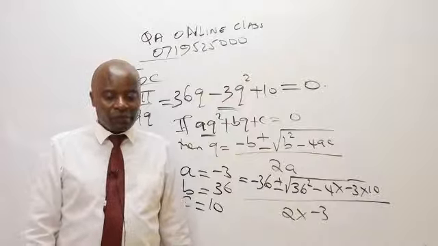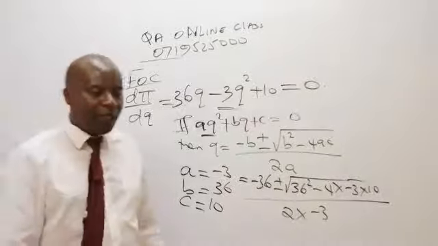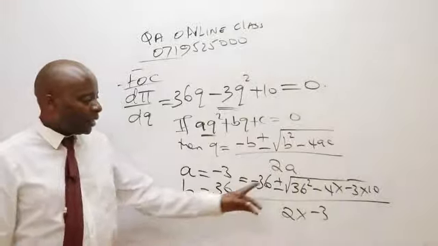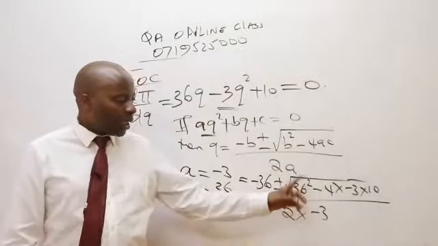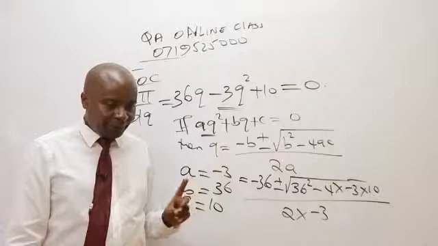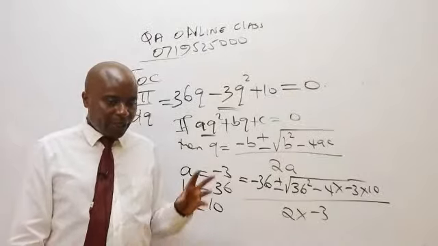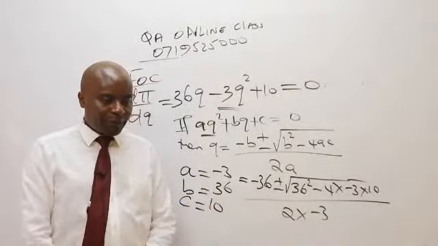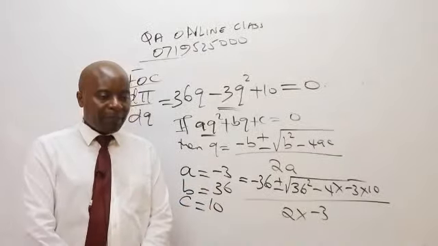Okay, so please, if you have a calculator, could you kindly give me this figure? 36 squared minus 4 times minus 3 times 10. Whatever you get there, that answer, simply give us the square root.